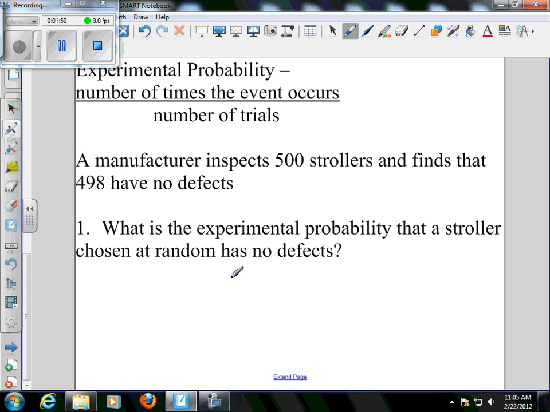So what we're going to do is take the number of times that event occurs, or in other words, the number of times there are no defects, which is 498, and divide it by the number of total trials. Well, our sample was taken from 500 strollers, so we had 500 possibilities or 500 trials. So we're going to say 498 divided by 500, and if you want to write that as a decimal, it's 0.996, or you can write it as a percent of 99.6%.